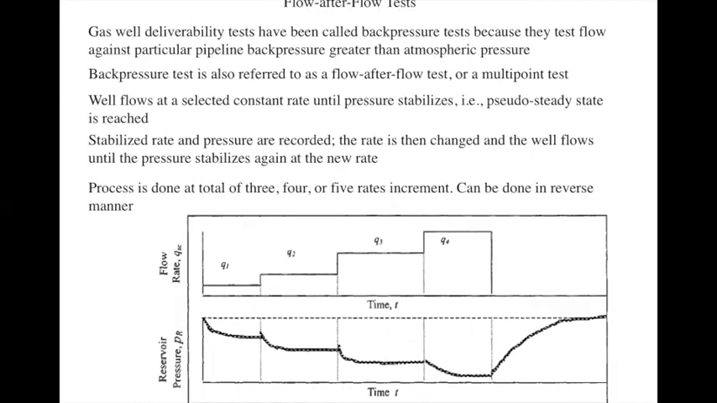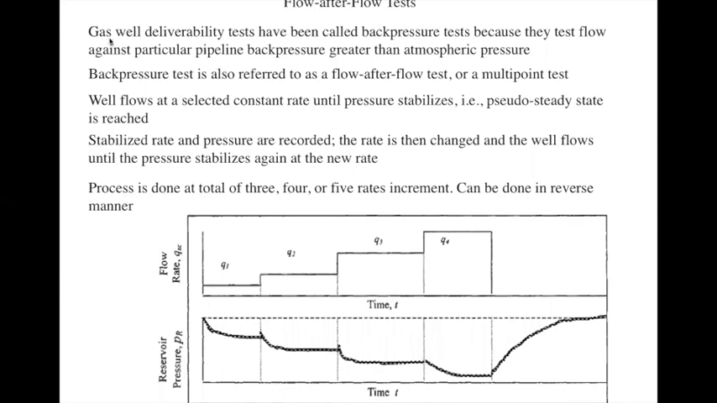In the previous class I also discussed this flow after flow test. You see that the flow rate is increased at different increments, and the stabilized value of pressure is collected. At different flow rates, the pressure is decreasing. After some time, it gets stabilized. Again, at the second flow rate, the pressure is going to stabilize. Then third and fourth, and finally you have the buildup.